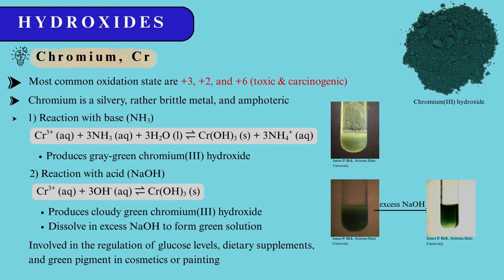For chromium hydroxide, it will form a gray-green or cloudy green precipitate. It is also amphoteric, which means it reacts with acids and bases and dissolves in excess NaOH to form a green complex solution. Chromium commonly exists in the +3 oxidation state, which is the most stable for chromium. Chromium compounds are basically used in pigments and also cosmetics.